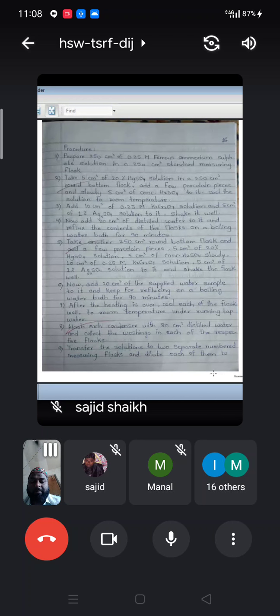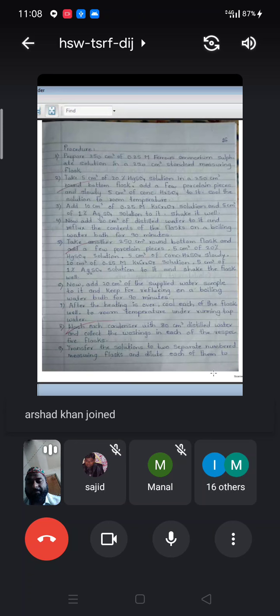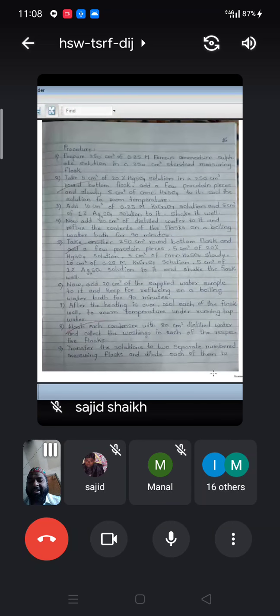After heating is over, we will cool the flask to room temperature under running tap water. Wash each condenser with 80 cm cube of distilled water. After the 90 minutes, we have to add the 80 cm cube of water to this condenser. Okay, and we will come to the RB. Then transfer the solution to two separate numbered standard measuring flasks. Dilute each of them to 250 cm cube with distilled water and shake each flask well.